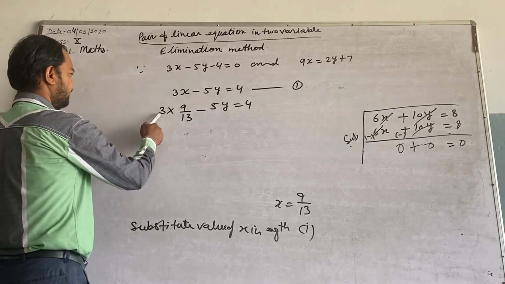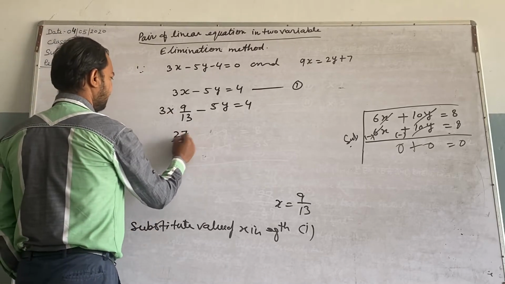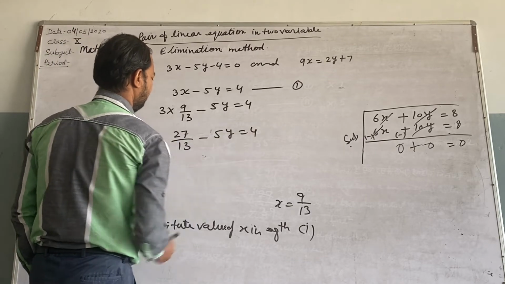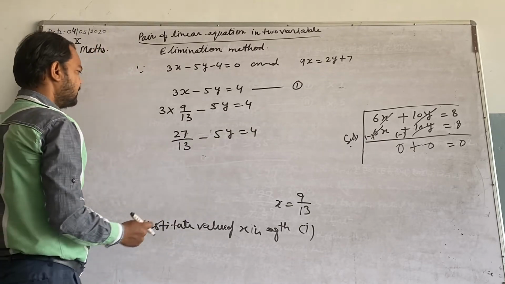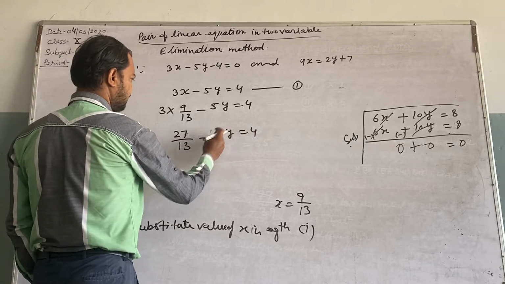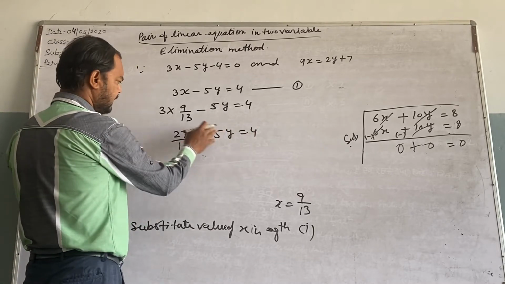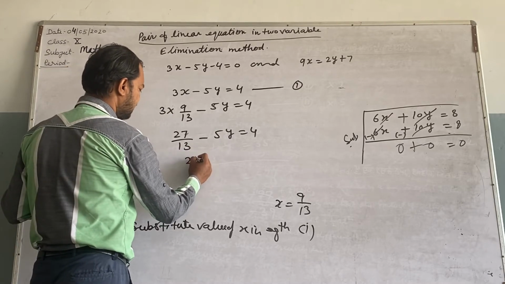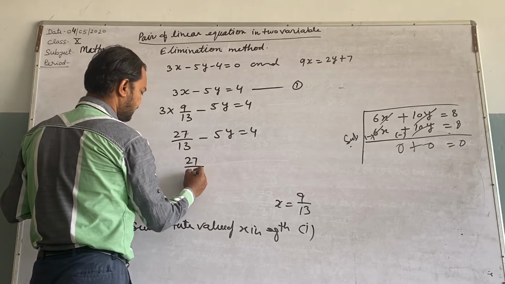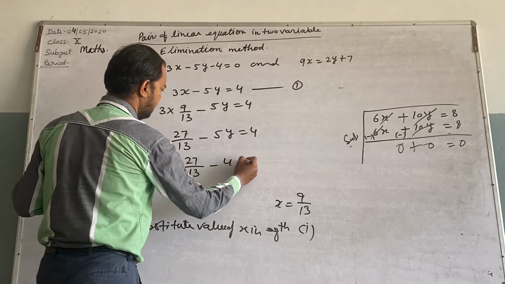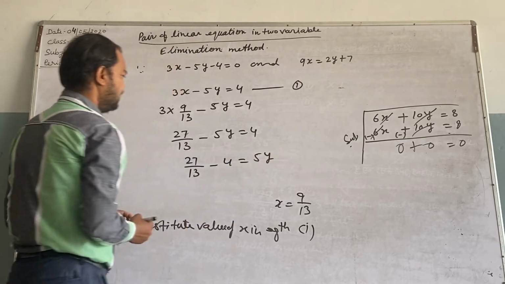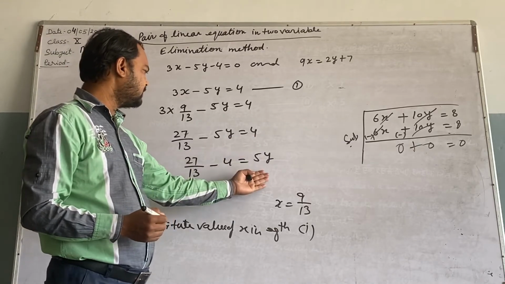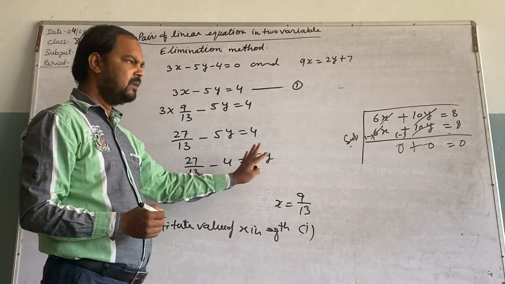This is 27 upon 13 minus 5y equal to 4. Now we can transfer: 4 here, minus 5y there. Either we can take the LCM, whichever is easy. You can transfer 27 upon 13 minus 4, and this is plus 5y. Minus 4 is transferred to the left hand side and 5y to the right hand side. Thus we have a single variable.